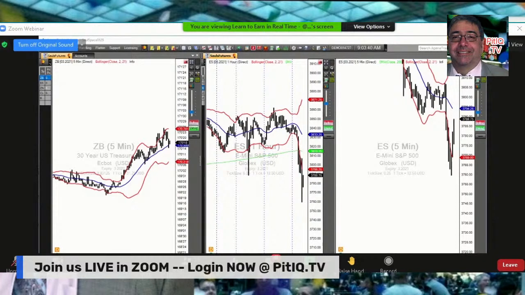All right, we said a little bit of resistance right in this area here. Let's see what the market wants to do. If not, just keep your stop in. The other good resistance we have is up at the 95 area.